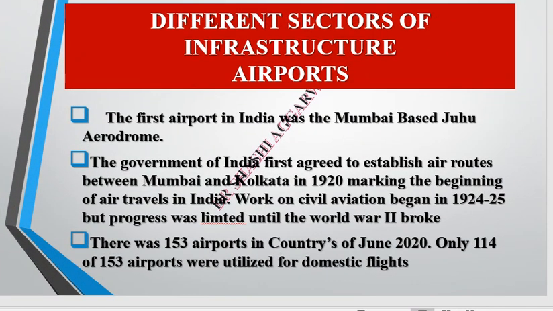Now we will talk about the airports. The first airport in India was the Mumbai-based Juhu Aerodrome. The Government of India first agreed to establish air routes between Mumbai and Calcutta in 1920, marking the beginning of air travel in India. Work on civil aviation started in 1924-25, but its progress was limited until World War II broke out. There were 153 airports in the country, but only 53 of them were utilized for domestic flights.